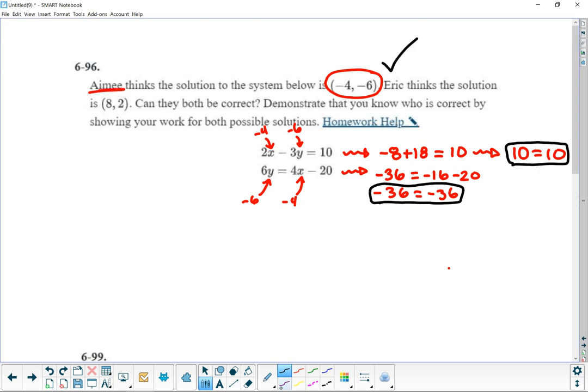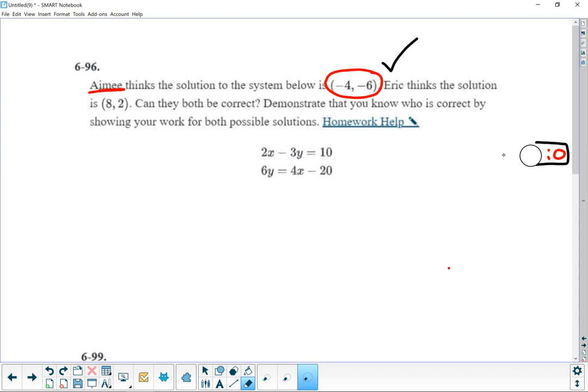Check. Okay. Now let's look at, if you needed it, you should have paused it.